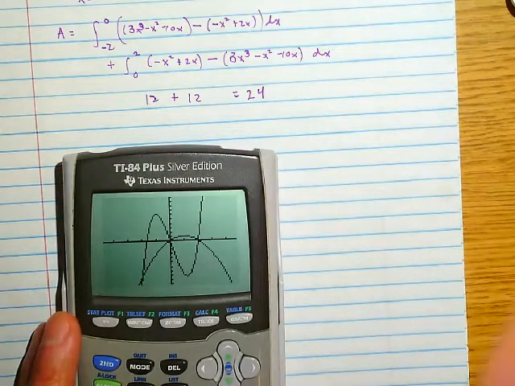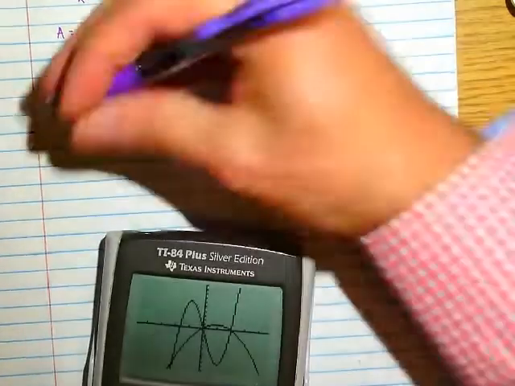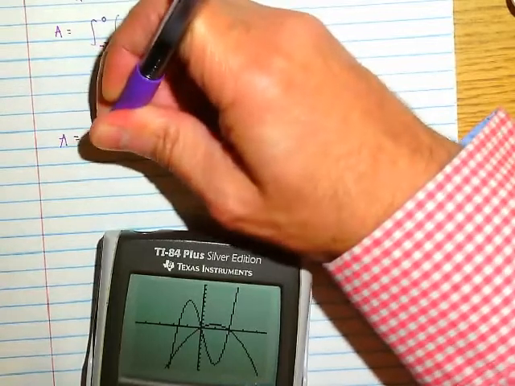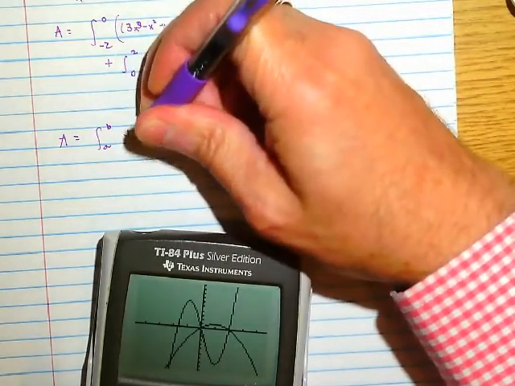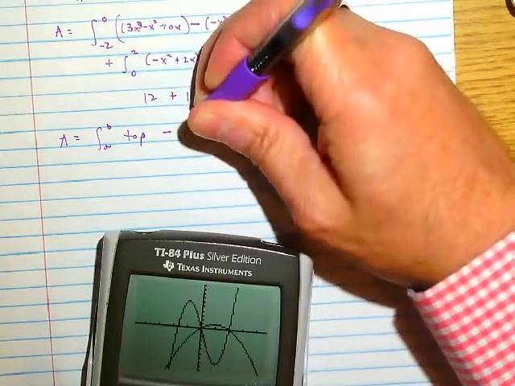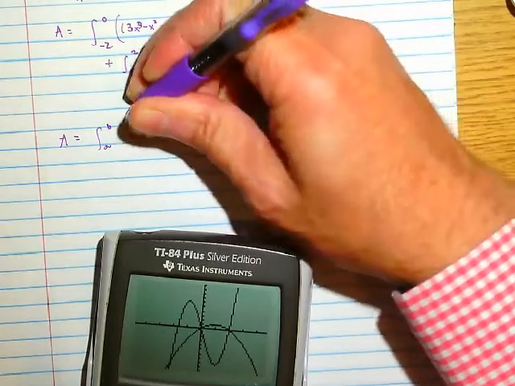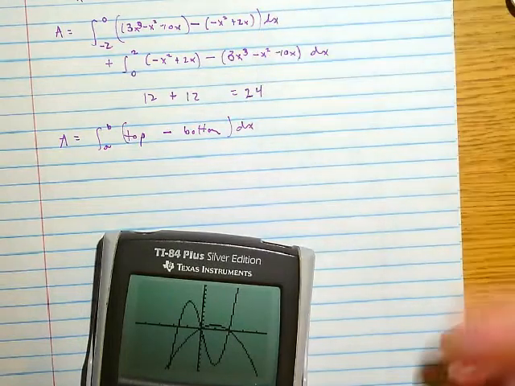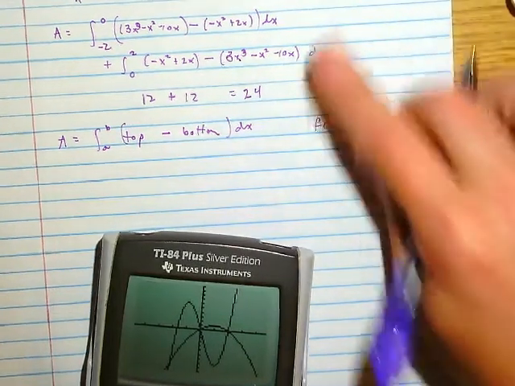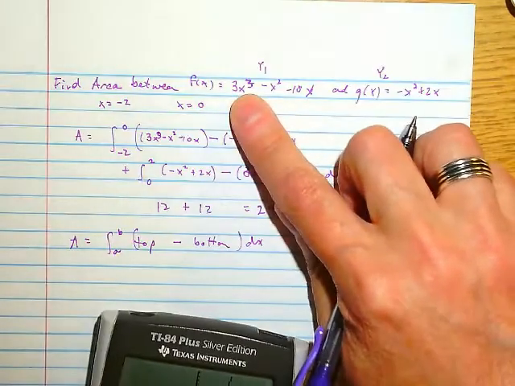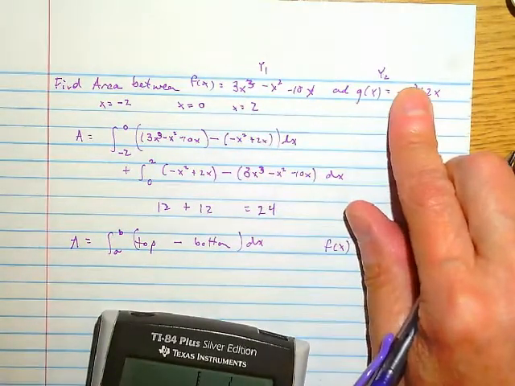Okay? Again, reminder, the area from A to B, where those are x values, is going to be your top minus the bottom dx. And this is when you have functions of x, like we had f is a function of x, g is a function of x.